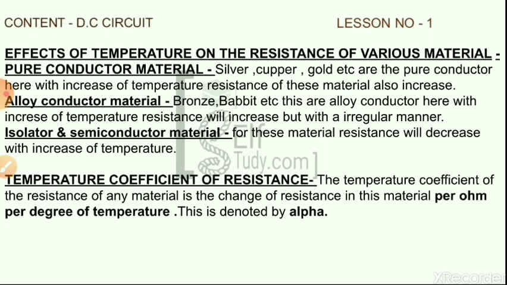Now, let's see the temperature coefficient of resistance. What is the temperature coefficient of resistance? The temperature coefficient of resistance of any material is the change of resistance in the material per ohm per degree of temperature. This is denoted by alpha. It means if we increase the temperature of any material by 1 degree centigrade, then how much the resistance increases, that will be the temperature coefficient of resistance.